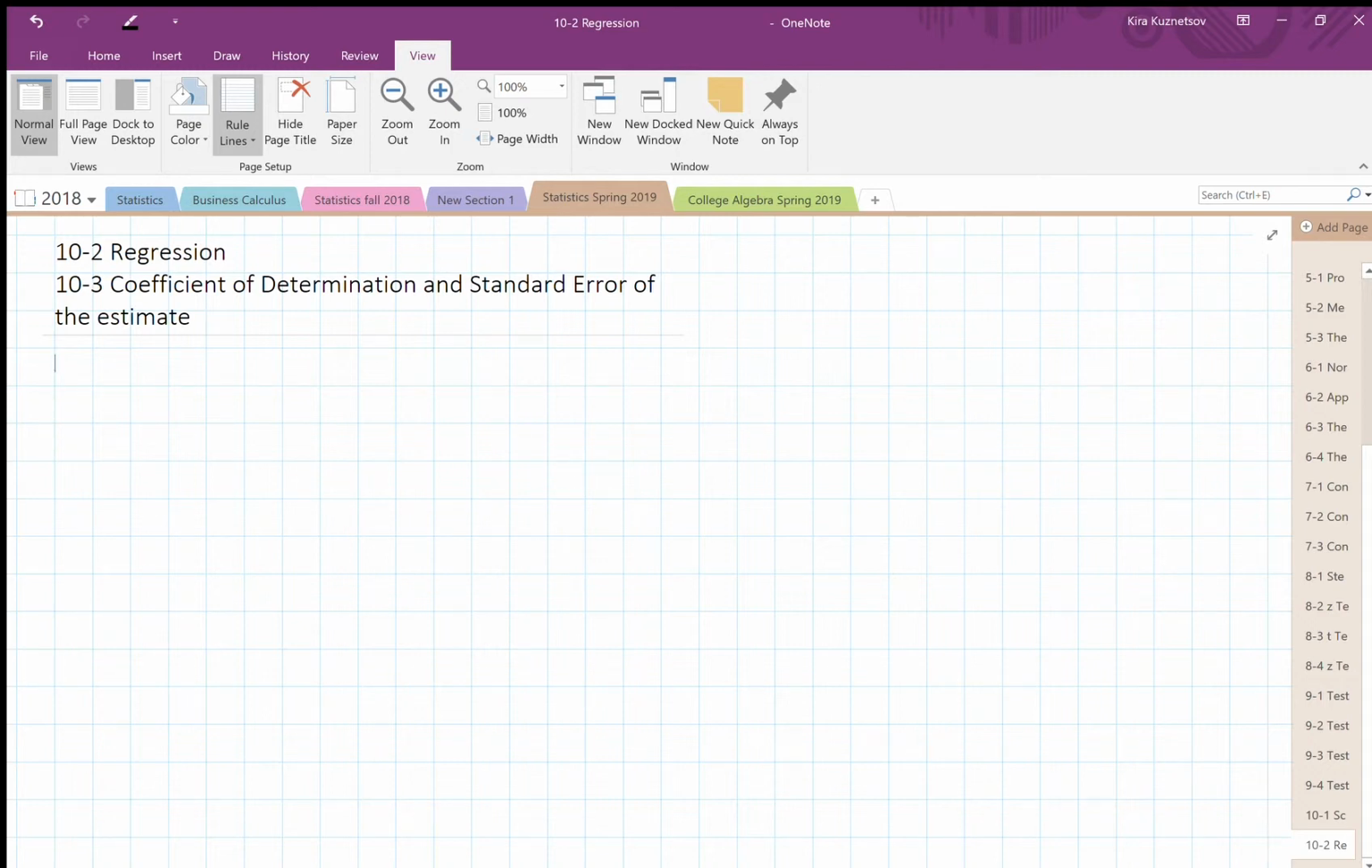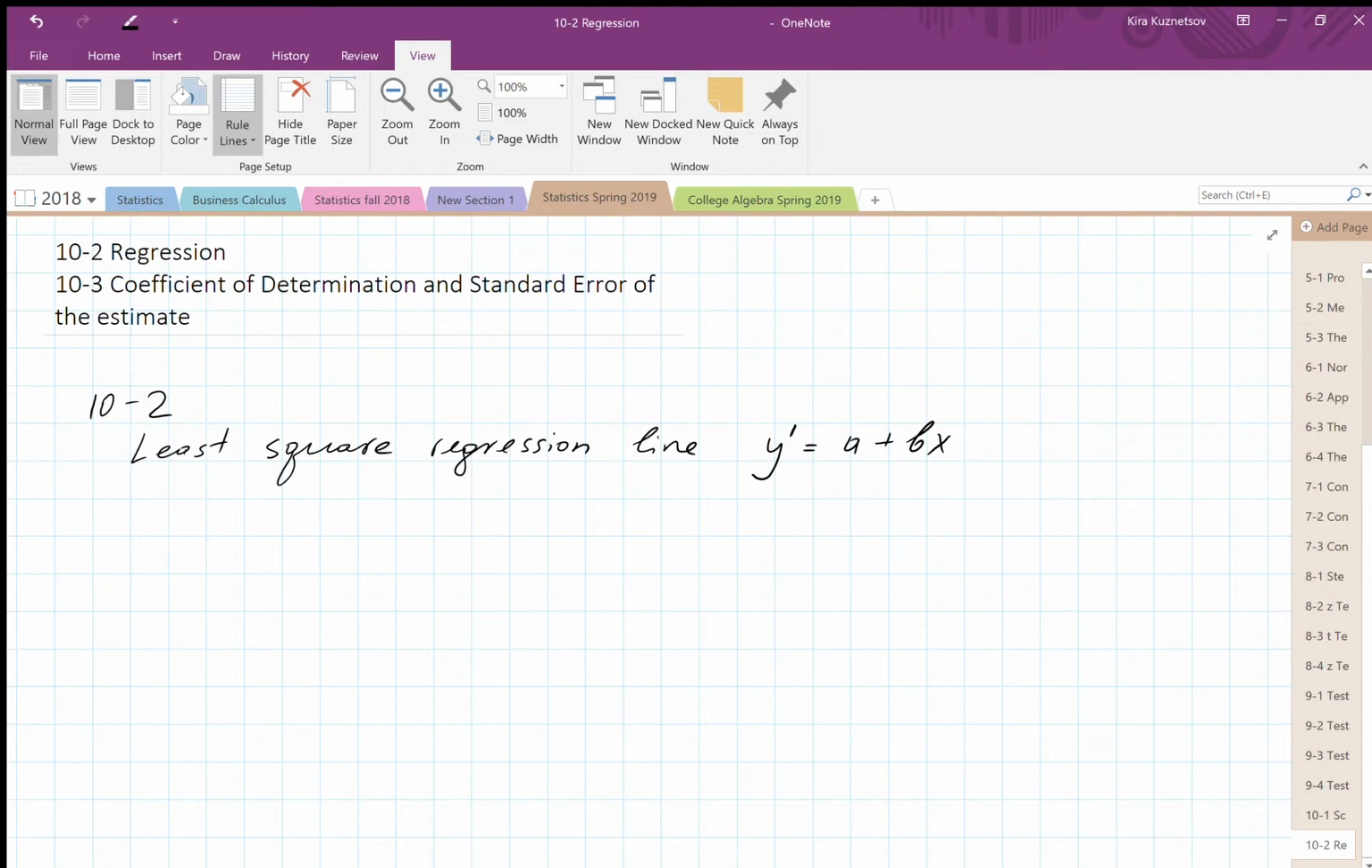This is a lecture on 10-3, coefficient of determination and standard error of the estimate. And I'd like to point out a few things in 10-2 because the lecture was only on the calculator. So as far as 10-2, what we're doing is the least square regression line. It's the method of finding the line of best fit. It's called the least square regression line. It's going to be labeled as y prime, and we need a plus bx. We need this form.